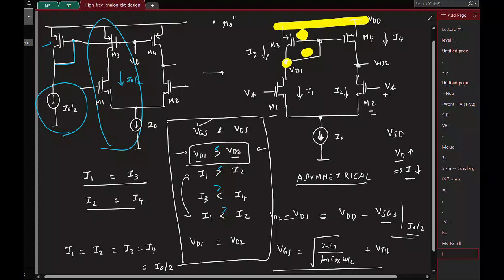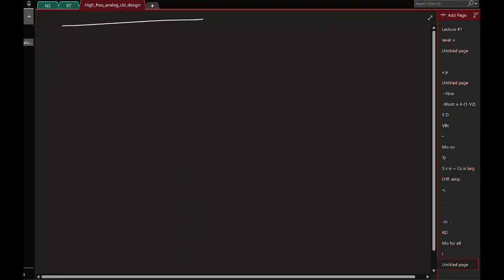Fine? Yeah, current is I0 by 2. Okay, sorry. I just wrote this for a general current. This is ID, for a general transistor. I think my handwriting is not great. If a transistor carries a current ID, I'm just saying this is the gate to source voltage, right? So let me redraw the circuit here.